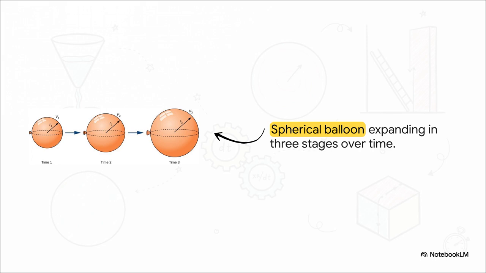Now, volume and radius are 2 completely distinct physical measurements, but because they belong to the same physical object, their rates of change over time are permanently linked together. If you know how fast the air is going in, calculus lets you figure out exactly how fast that rubber is expanding outward. It's pretty cool.